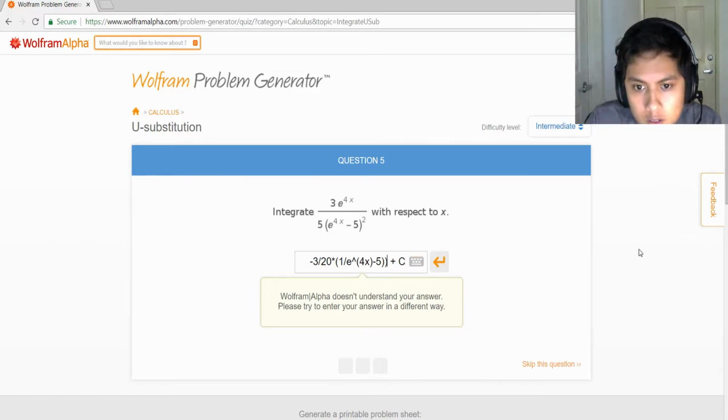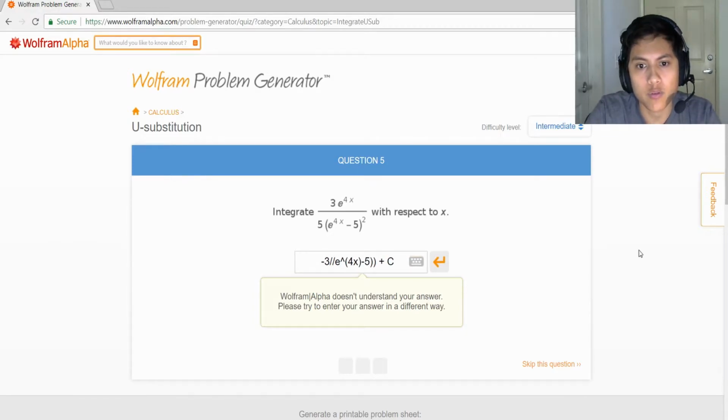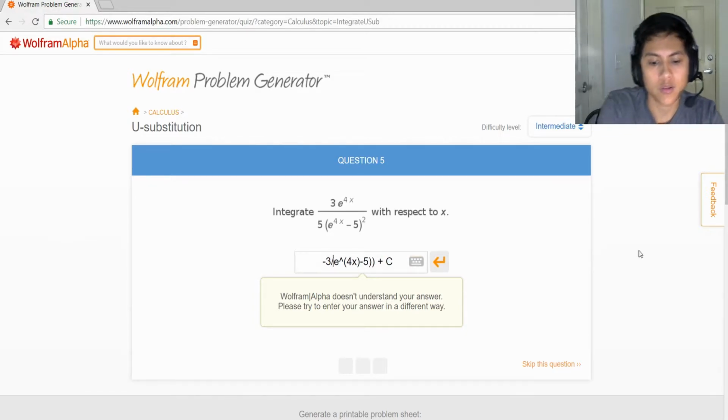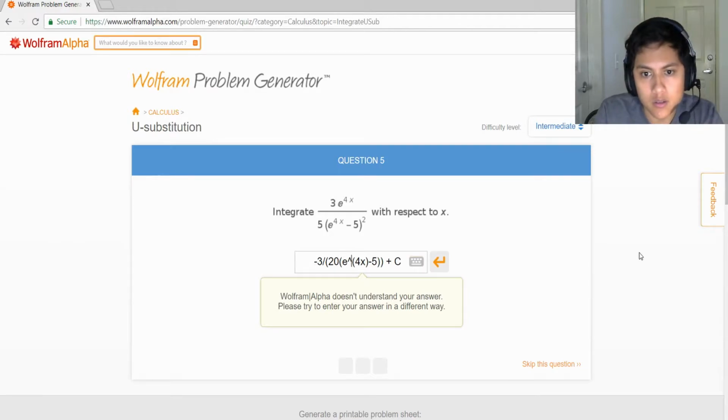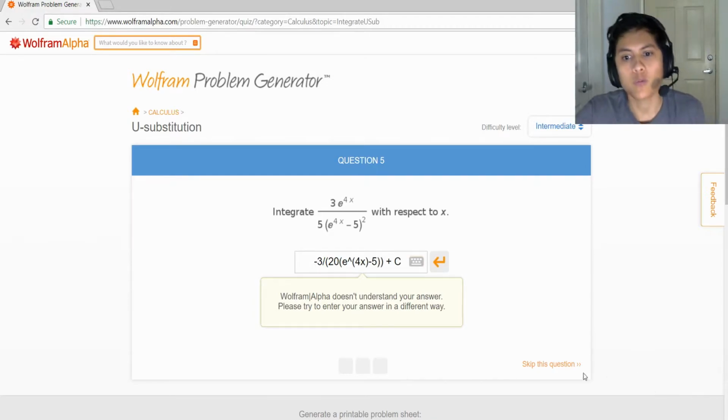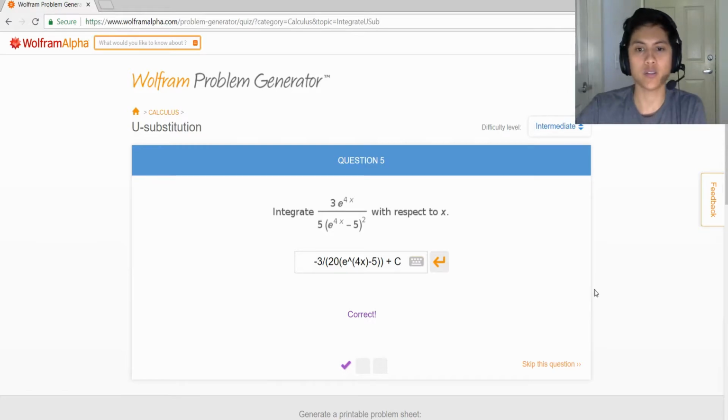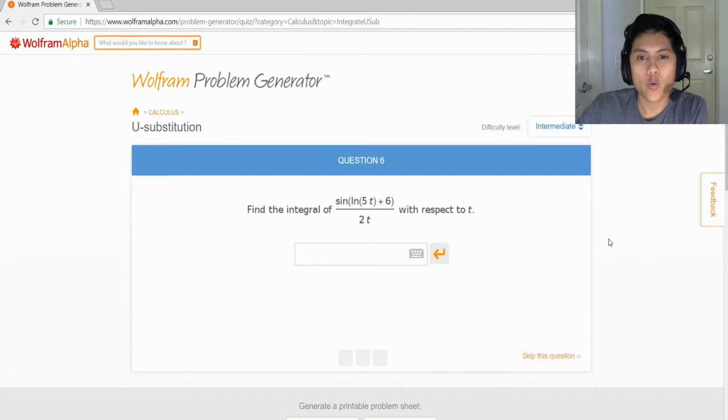Don't understand my answer, so let's see here. Maybe I should have just written this as negative 3 over 20, down here. I don't know if I have enough parentheses for all these. I think I do. So yeah, let's just try this. Okay, good. See, not too bad. One more of the intermediate, then we go up to advanced.